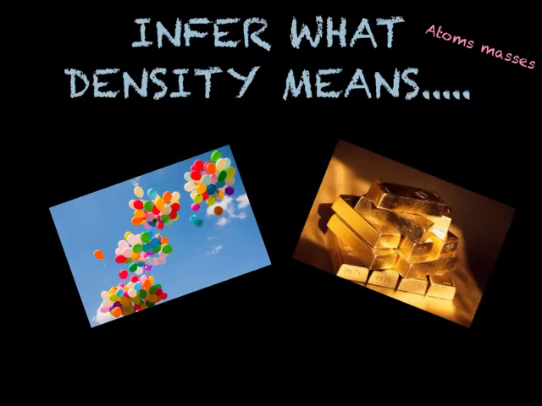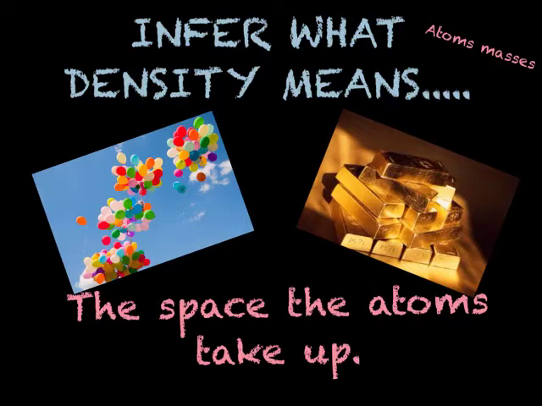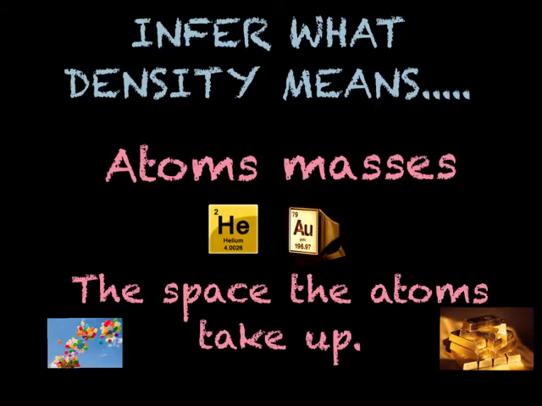Now let's look at the other part. Let's look at these two objects. Here you have helium balloons, and over here you have gold bars. The second part in looking at these objects has to do with the space the atoms take up. The space the atoms take up in the balloons is going to be much less than what the atoms take up in these gold bars. The more mass we have with those atoms and molecules, and the amount of space they take up, is going to give that particular object its density.